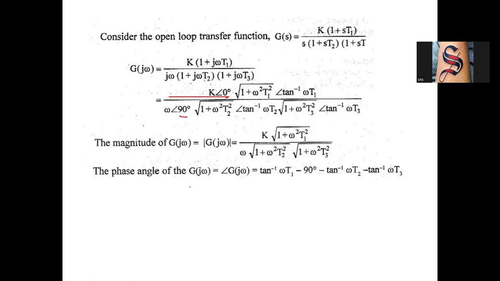And then next, how can we write this term? Square root of 1 plus omega square T2 square, and the phase angle is tan inverse of omega T2. And then the third term, square root of 1 plus omega square T3 square, and tan inverse of omega T3. So in this way, we have to write every product term as a combination of its magnitude and phase angle. Then from this, we separate the magnitude and separate the phase angle. What are the magnitude terms here? K, square root of 1 plus omega square T1 square, square root of 1 plus omega square T2 square, and square root of 1 plus omega square T3 square.